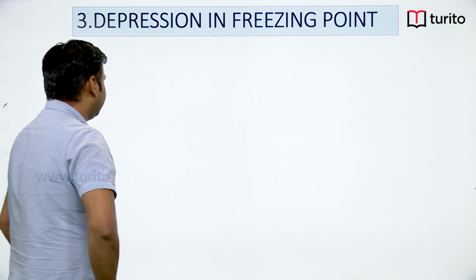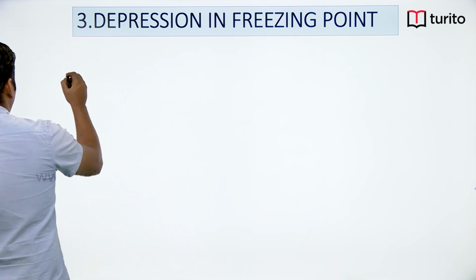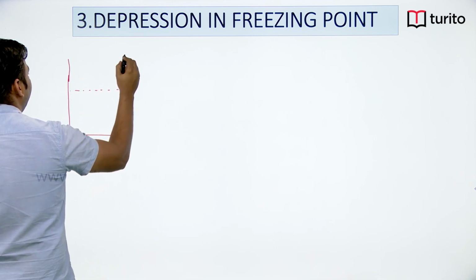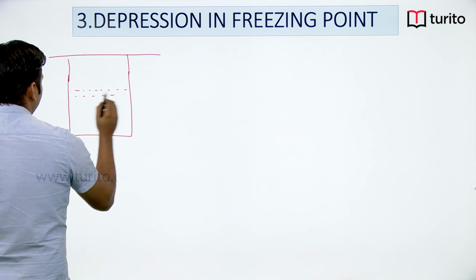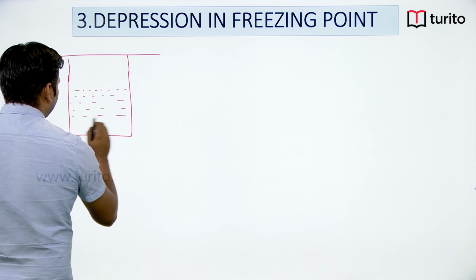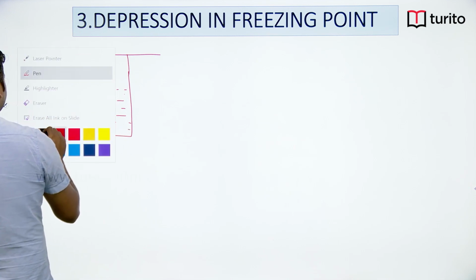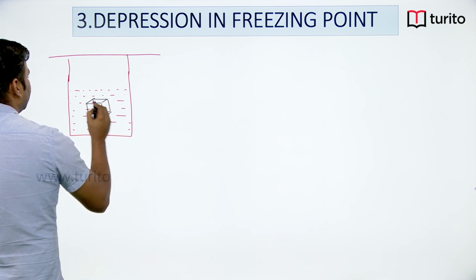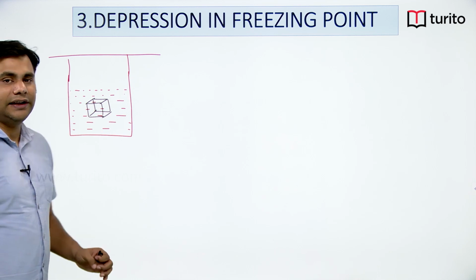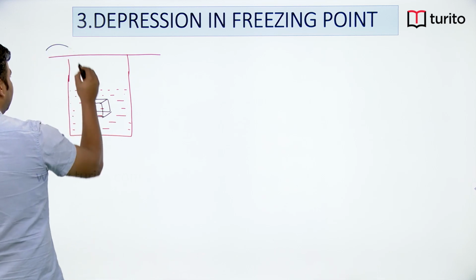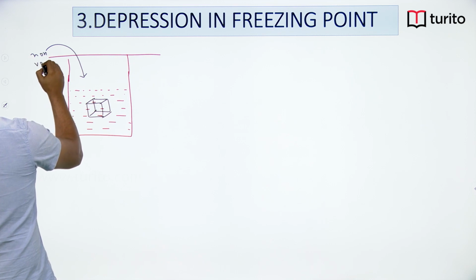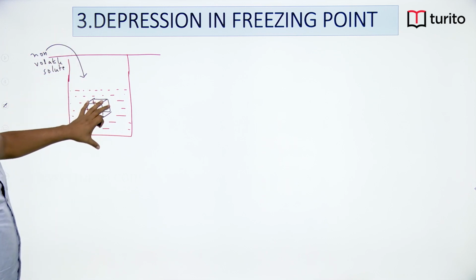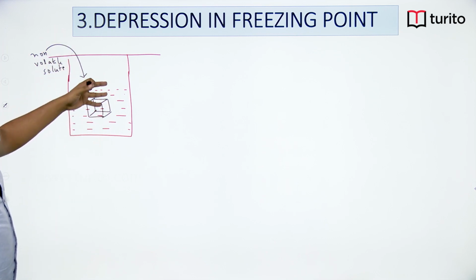So if you look at it, suppose we have a solvent, suppose we have water at 0 degrees Celsius, and some ice is also formed. So this is the ice cube. There is an equilibrium between ice and water. Now when we add a non-volatile solute, the vapor pressure of the solution would decrease. Initially this system was at 0 degrees Celsius, so it means that the vapor pressure of the solid and liquid of water were the same.